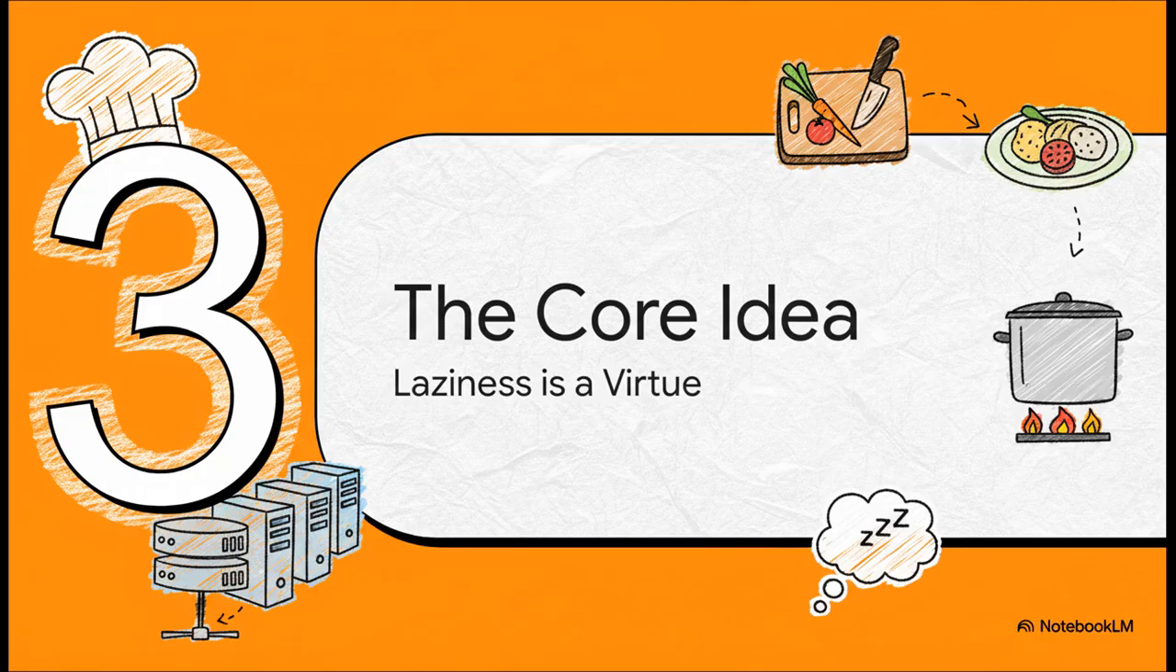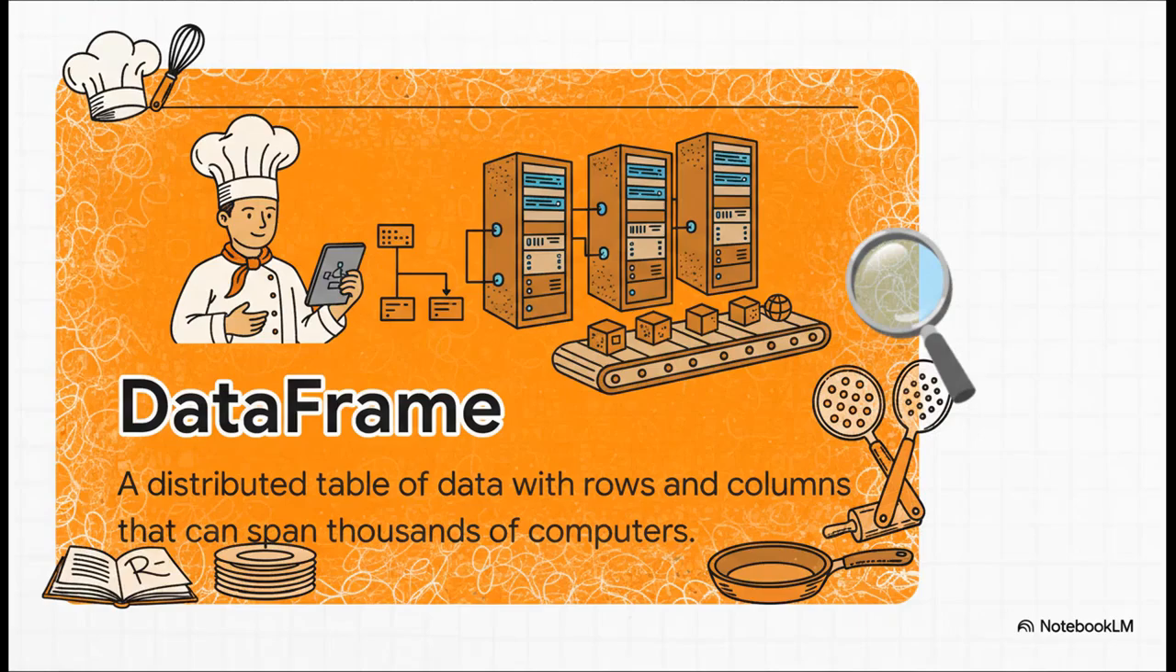All right, now let's get to Spark's most powerful concept. It might sound a little strange, but Spark's incredible efficiency actually comes from a principle we can call strategic laziness. Before we get to that whole laziness part, we need to understand what we're working with. The main way Spark organizes data is called a data frame. Just think of it as a giant spreadsheet. But instead of living on one computer, its rows and columns are distributed across all the machines in your cluster. All your ingredients are perfectly organized.